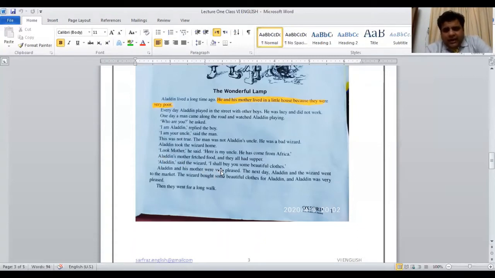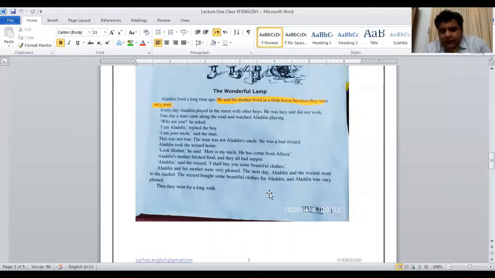Aladdin said the wizard, I shall buy you some beautiful clothes. Means the wizard said to Aladdin that I shall buy you some beautiful clothes. Aladdin and his mother were very pleased. They became very happy because they were very poor, and this man was supposed to be helping them by buying them clothes.